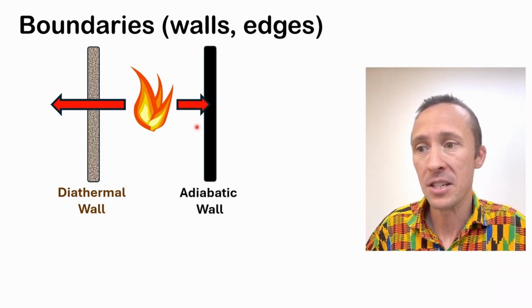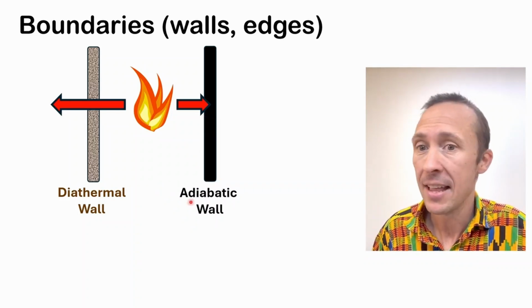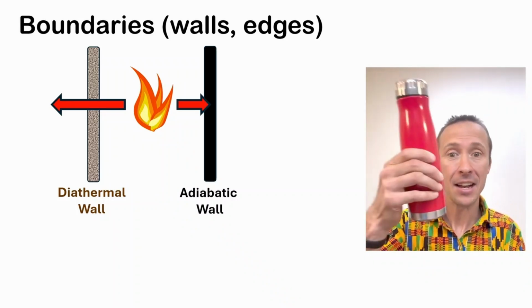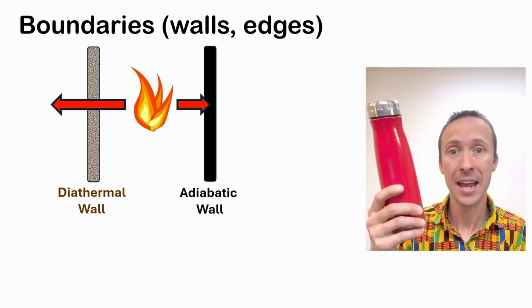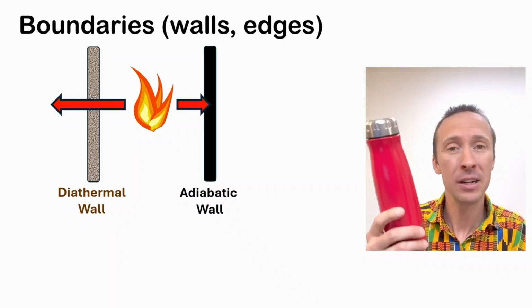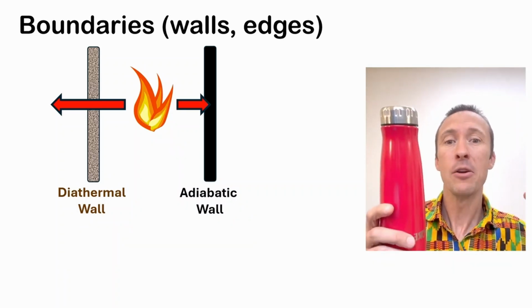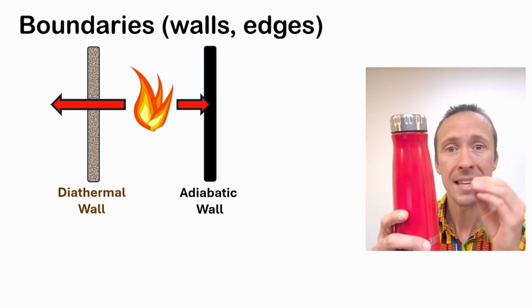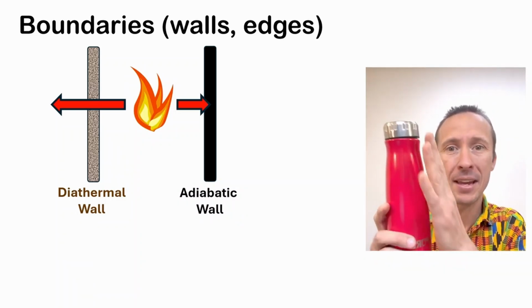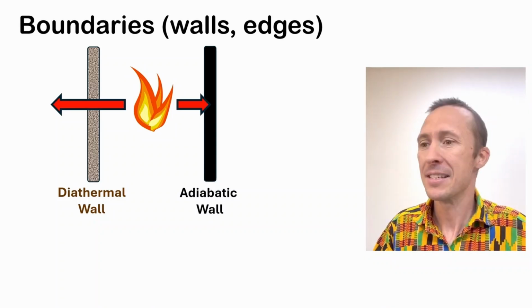If the boundary does not allow heat transfer, so it's thermally insulated, then we call that an adiabatic wall, just like in a thermos. So a thermos will stay hot most of the day, pretty much all day. This is adiabatic. Now, in real life, nothing is exactly adiabatic. There will always be some heat transfer over time, but we can really thermally insulate it and make it solar shielded and whatnot to make it as adiabatic as possible.